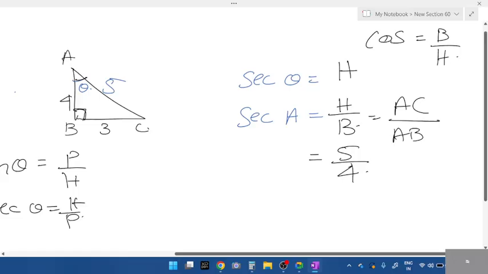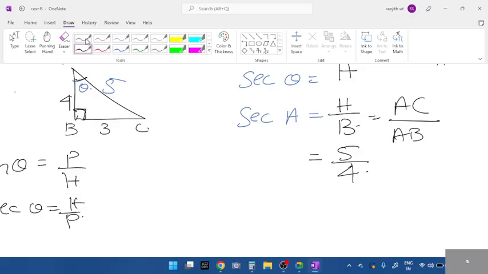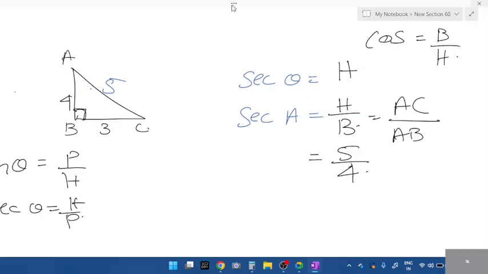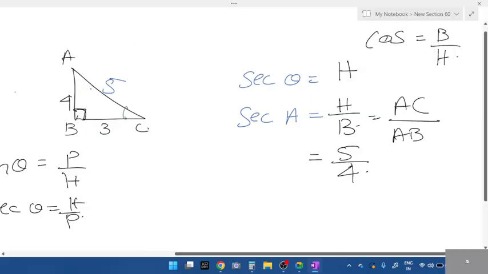Is this clear? All of you understood? Now if I change theta, students, if I change theta from this point, I'll make it C. Now tell me what is sec theta? The formula is same. Hypotenuse by base. Which is hypotenuse?